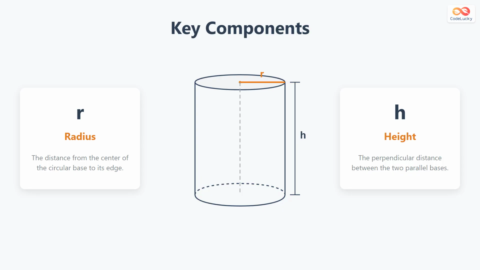To work with cylinders, you need to know two main measurements. First is the radius, represented by the letter R, which is the distance from the center of the base to the edge. Second is the height, represented by the letter H, which is the perpendicular distance between the top and bottom bases.